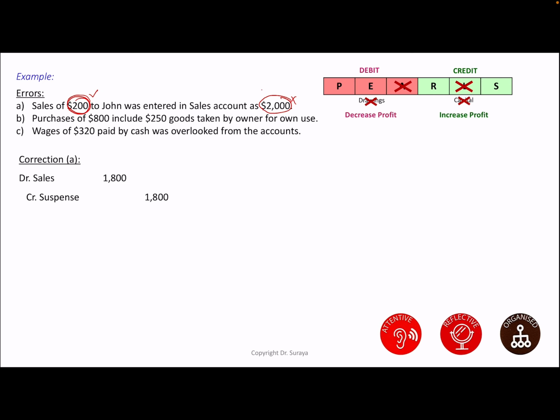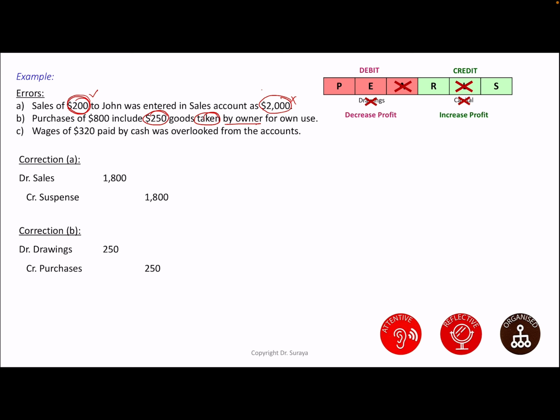For B, purchases of 800 include 250 goods taken by owner for own use. So you have recorded a purchase of 800, but you forgot to minus 250 because it was goods taken by the owner. It is a drawing. So how do you correct this? Right? Bring back 250 as a drawing and remove it from your purchases. So remember, 250 taken by the owner.